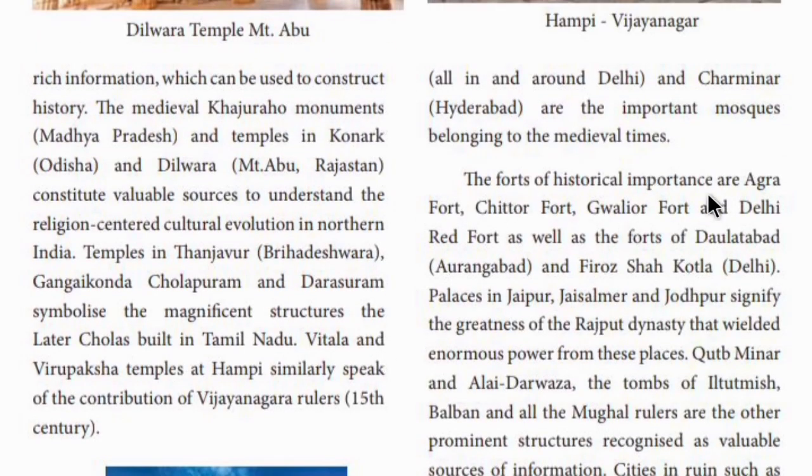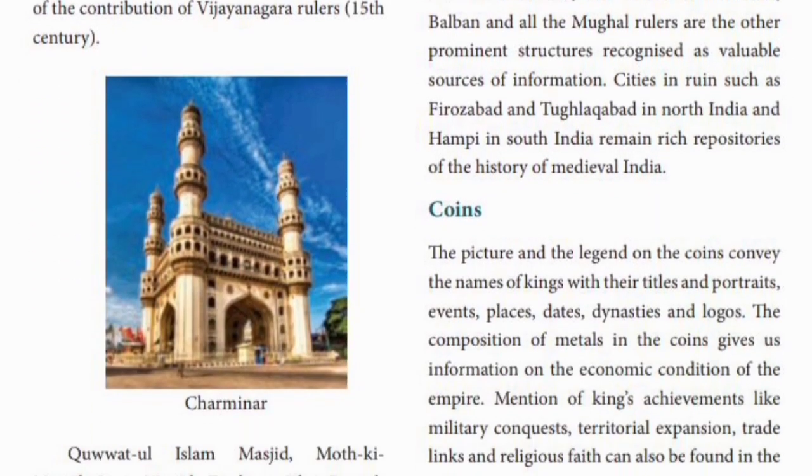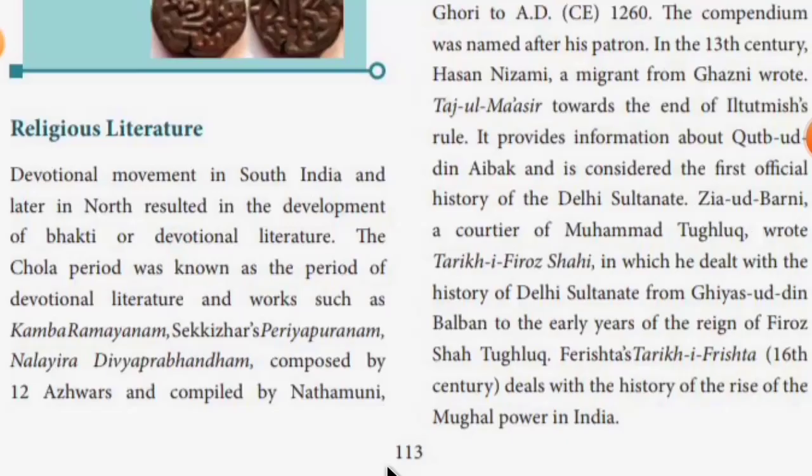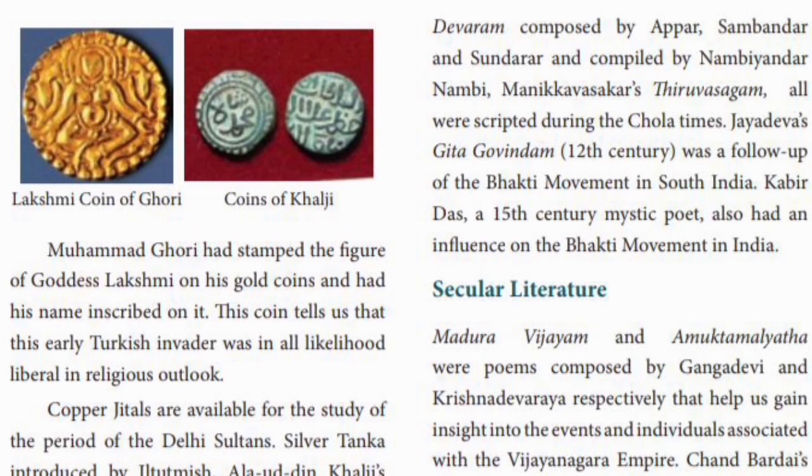And then some important forts: Agra Fort, Chittoor Fort, Gwalior Fort and Delhi Red Fort. Next, about the coins. Coins provide details about the economic condition of an empire. Next is page number 113. In 113, I've told about Muhammad Ghori. He stamped the figure of goddess Lakshmi on his gold coins.